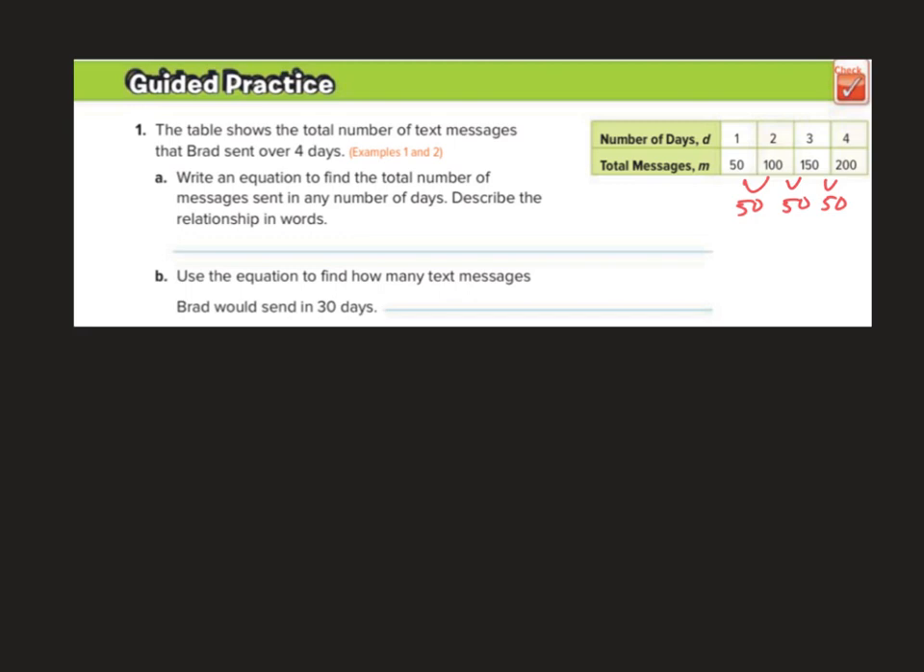So our equation is going to be M for messages equals 50 times D. And to spell this out and explain it in words, he sends an average of 50 messages per day.